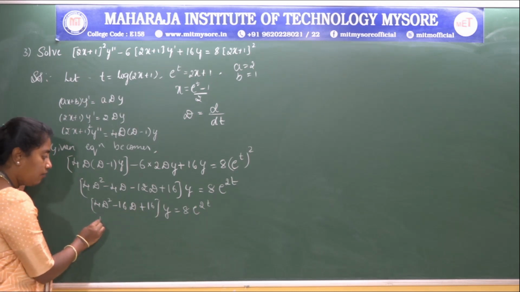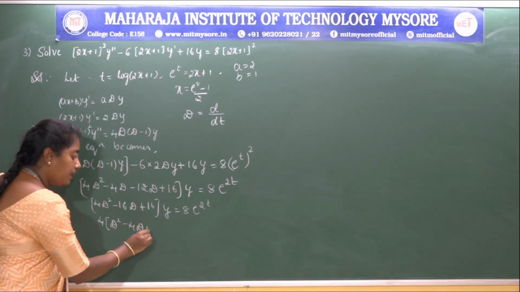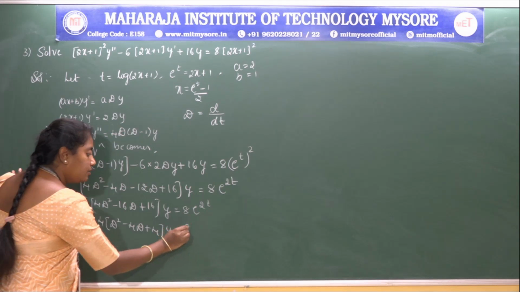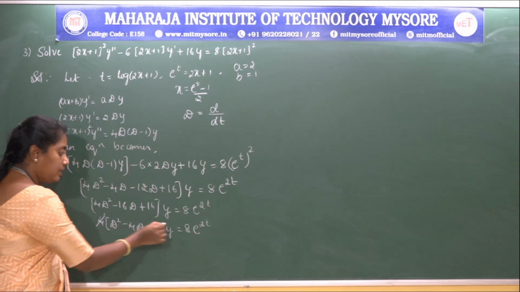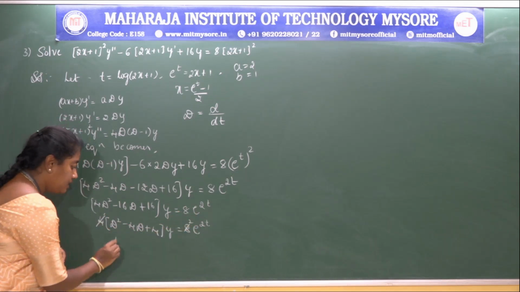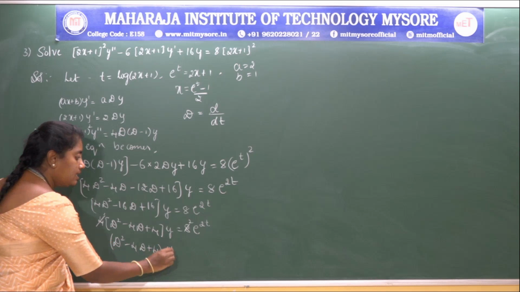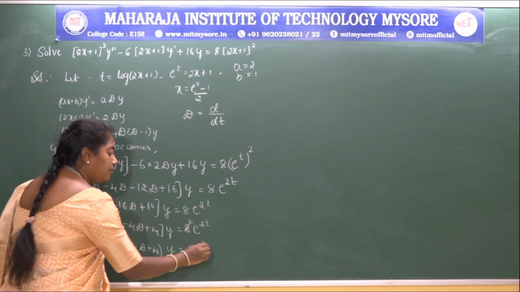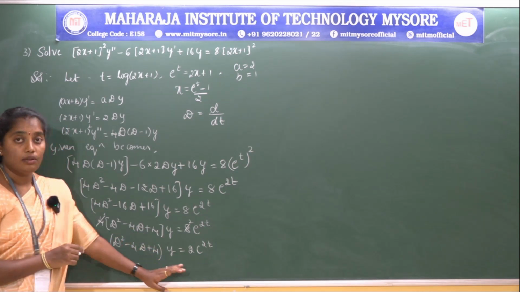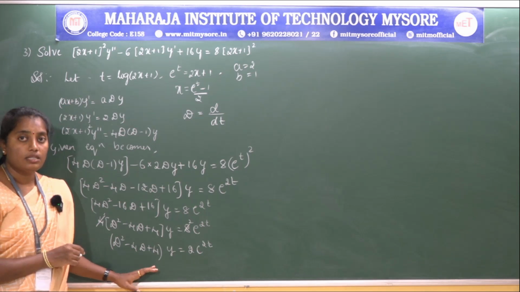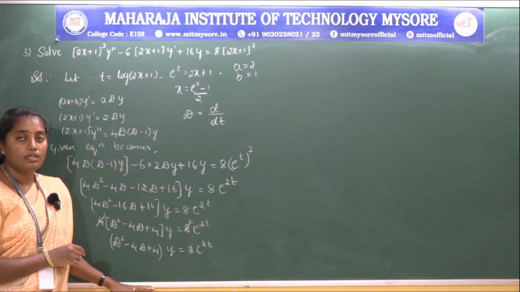Simplifying again, here we have 4 as a common term, then (D^2 - 4D + 4) y is equal to 8 e^(2t). Simplifying this again, dividing by 4, the obtained result is (D^2 - 4D + 4) y = 2 e^(2t). So this is the obtained equation with a constant coefficient. So this is a differential equation with constant coefficient. We reduced a differential equation with a variable coefficient to a constant coefficient.